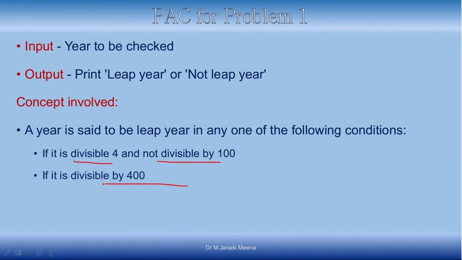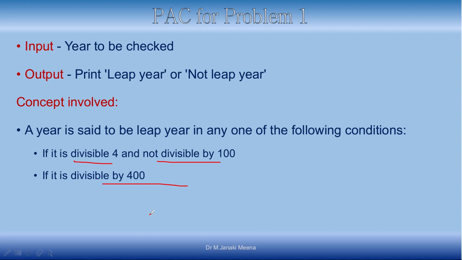When you look at the input, first of all we will do the problem analysis, and then we can write the algorithm and then the code. The input of the problem will be the year that has to be checked, and the output will be whether we have to print leap year or not leap year.